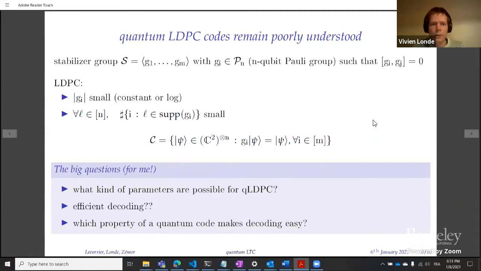And first, let me define quantum LDPC codes. So they are defined by constraints that are local, which makes them LDPC. And just like classical LDPC codes, if a state satisfies all such local constraints, then it belongs to the code space, and this is what defines the code. So when I'm saying that they are poorly understood, what I mean is that the best scaling for the number of logical qubits and for the minimum distance is not known for quantum LDPC codes, and it's not always clear how to efficiently decode them. And what I would like to investigate in this talk is what property of a quantum code makes decoding easy.